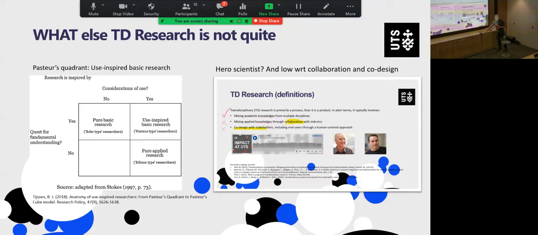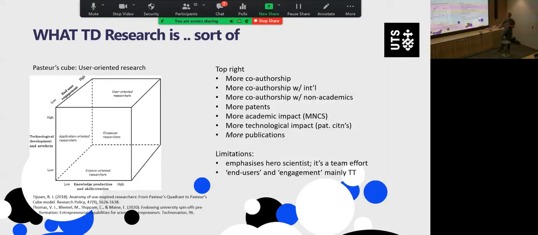When I was looking for research on Pasteur's quadrant, it turns out Tijssen has this fresher version, which is actually not just applied versus basic, but the level of engagement as well. So the depth of engagement with industry partners comes through. You can still be in Pasteur's quadrant, thinking about the application of your research, but not necessarily engaging with the end users. So the more you actually engage with the end users in industry and immerse yourself in that applied environment, the more you're likely, I guess, to slide or gravitate towards TD.